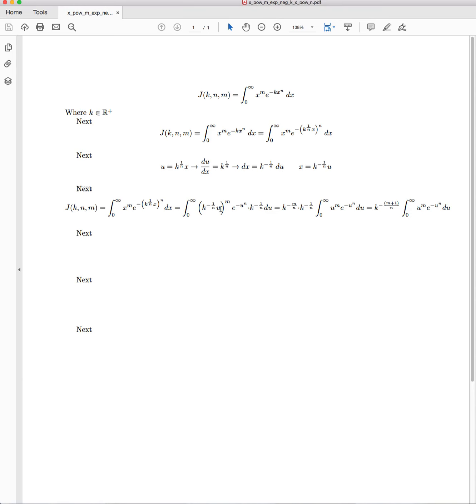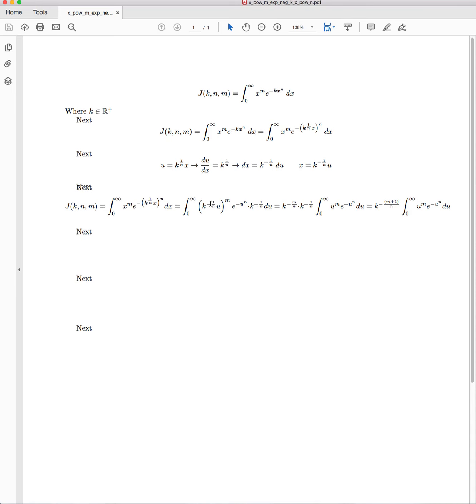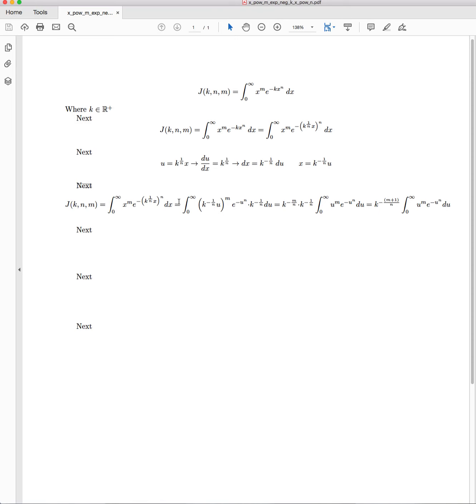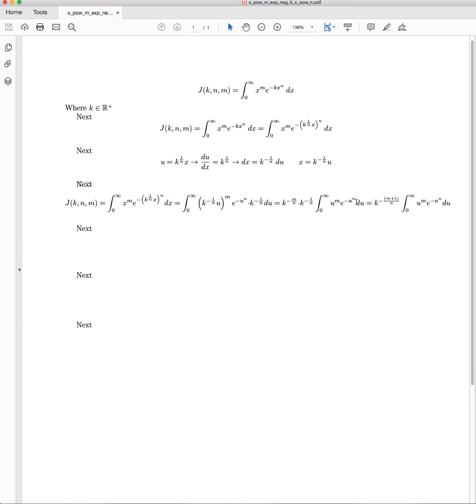And then in this expression we've got x to the power of n. Now remember, x is equal to k to the negative 1 over n times u, so we have that here, raised to the power of n. This here is obviously just a constant, so I'm going to bring that out the front. We also see here that if we push the m through, we have e to the negative m over n. That's just a constant, so we're going to bring that out the front as well. So that's why that component is there, and that's why that component is there. And what we're left with is the integral from 0 to infinity of u to the power of m, e to the negative u to the n du.